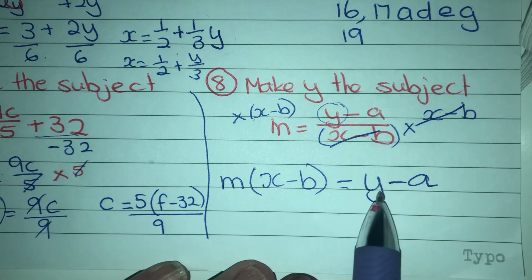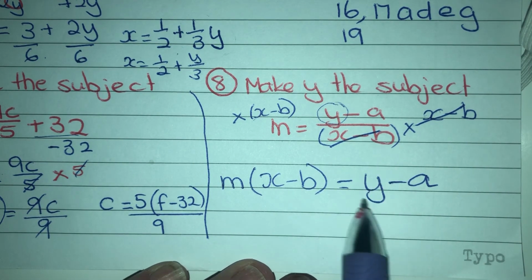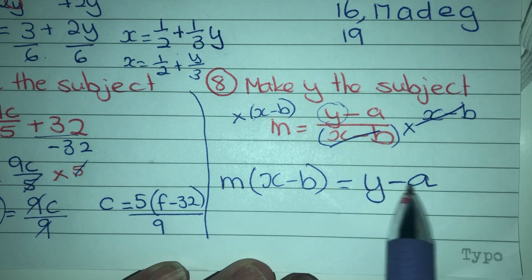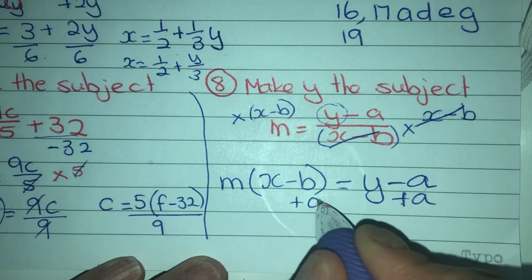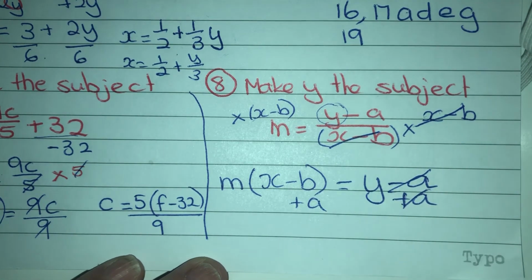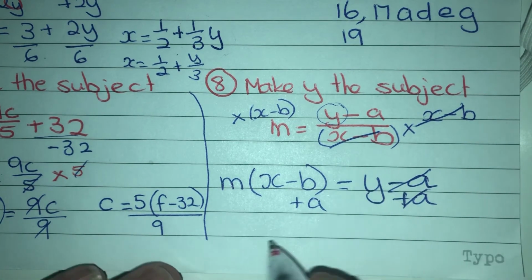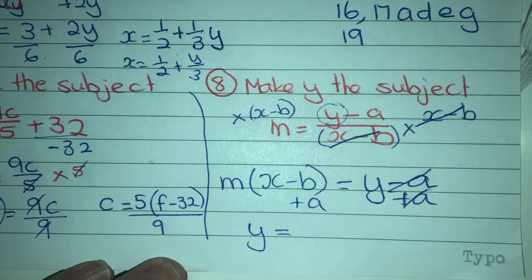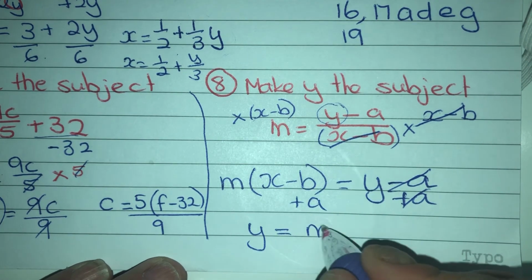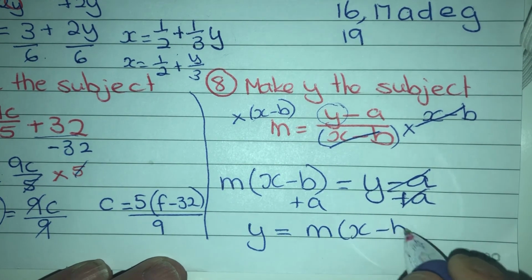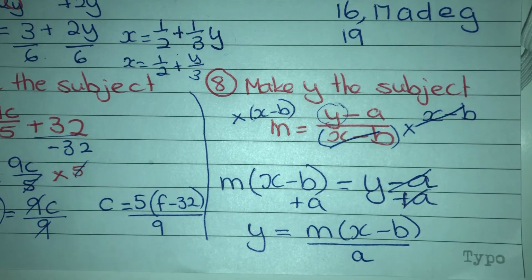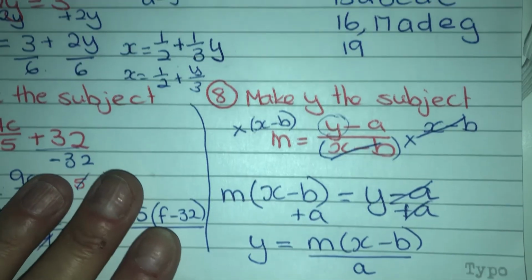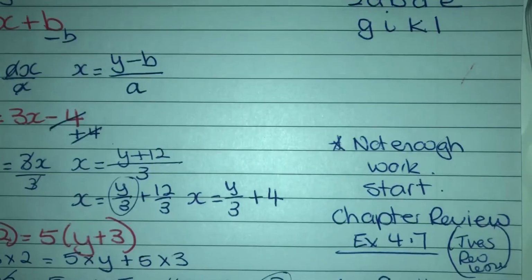Now, the last thing we do, we're trying to make y the subject. What's the opposite of minus a? It's plus a. So we have to add a to this side. So they're going to cancel, which is great. We're left with our y equals. And on the left-hand side, we've got m times x minus b, plus a. Excellent.